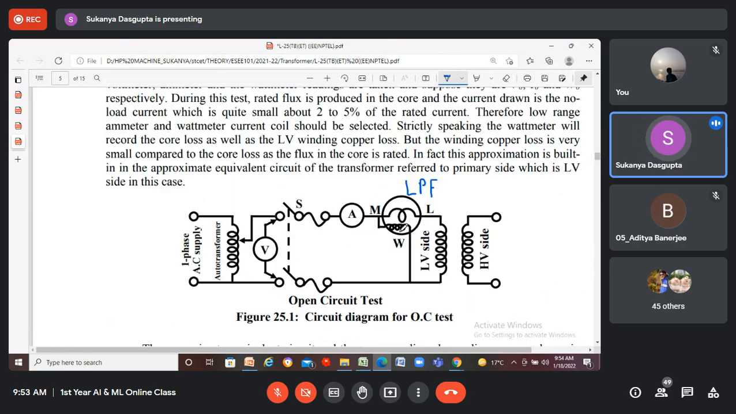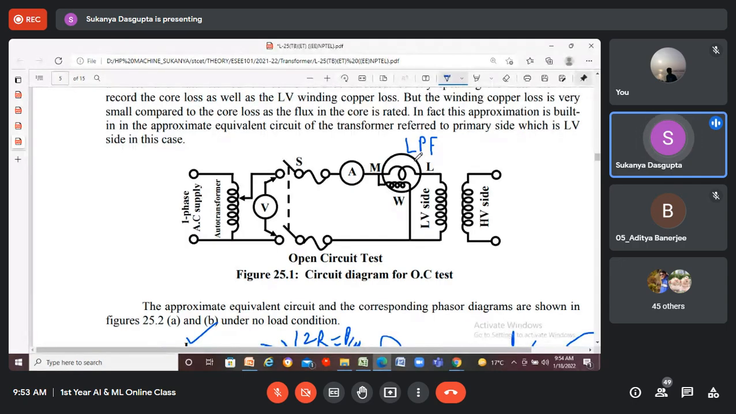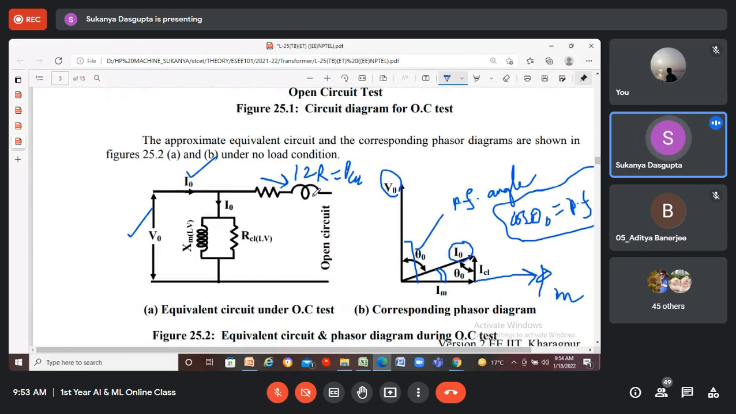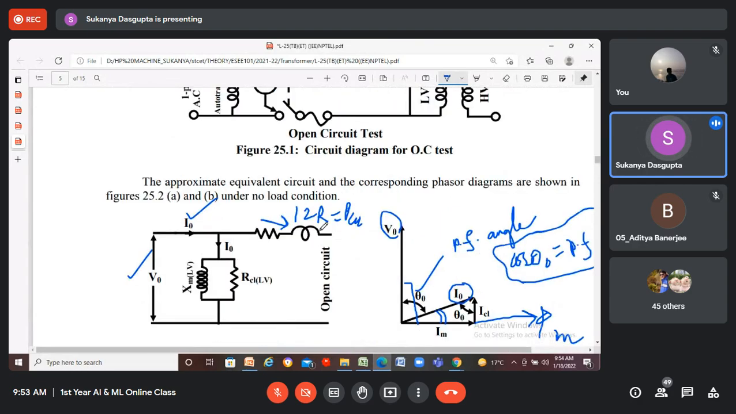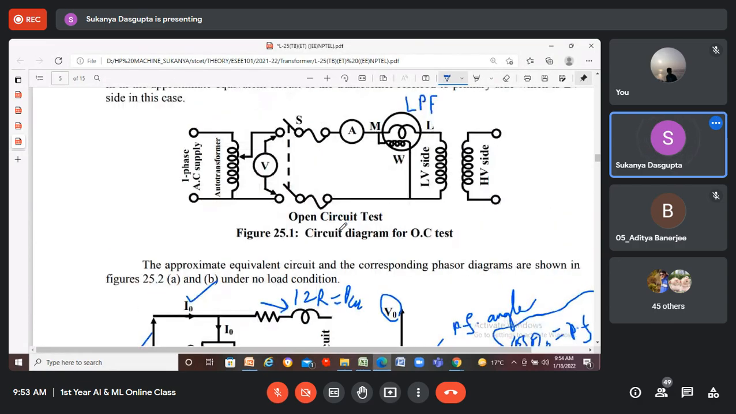Actually, this wattmeter is measuring both losses, both the core loss and the copper loss, right? Okay, but the copper loss is very, very small here. Why? Because the current is very small. The input current drawn by this primary winding resistance and reactance is very, very small. So the square of that current is also very small. So I square R is a very small quantity. So we can neglect the copper loss. So the only component of power to be calculated from this wattmeter is the core loss.